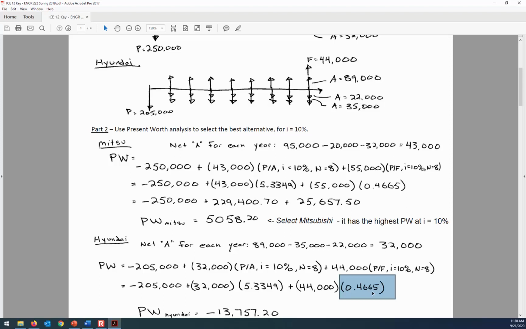So we should select the Mitsubishi alternative because it has the highest present worth when discounted at the minimum acceptable rate of return. I've got the numbers for both, but it's not just the numbers that answer the question. The question is, which alternative should be selected? The alternative that should be selected is Mitsubishi, and I'm mentioning the decision criteria: it has the highest present worth, and that's why I selected it. Any questions about this example?